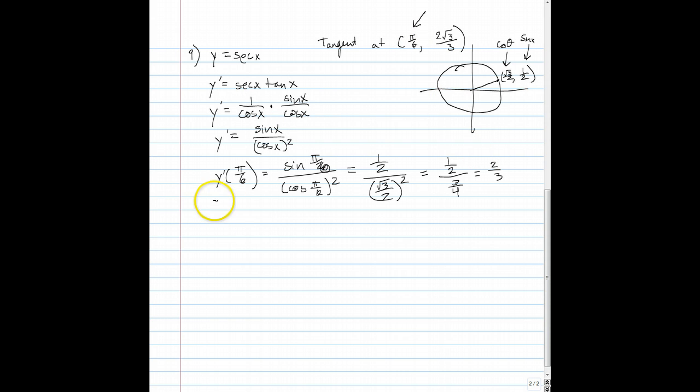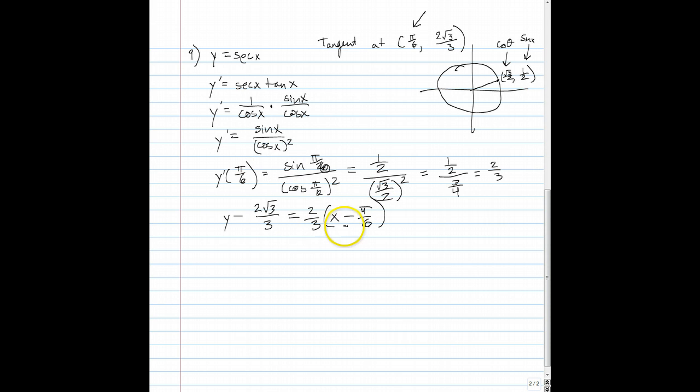So now we just use our point slope equation, and we're going to get y minus 2 root 3 over 3 equals 2 over 3 times x minus pi over 6.